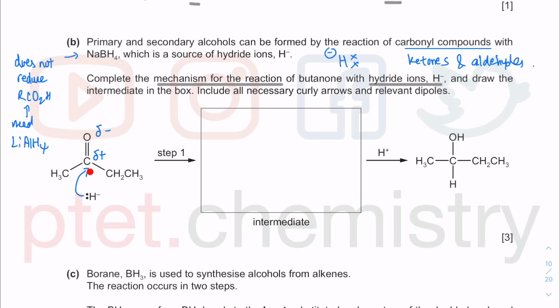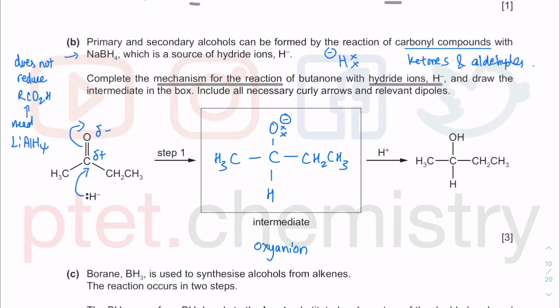Once the rich attacks the poor, carbon cannot form 5 covalent bonds. So I have to break this bond here, and I give the 2 electrons to the oxygen. Then I get O minus with a lone pair on the oxygen. That is called the oxy anion intermediate. Now I formed this bond between carbon and hydrogen. I've got an oxy anion intermediate where the negative charge is on the oxygen.